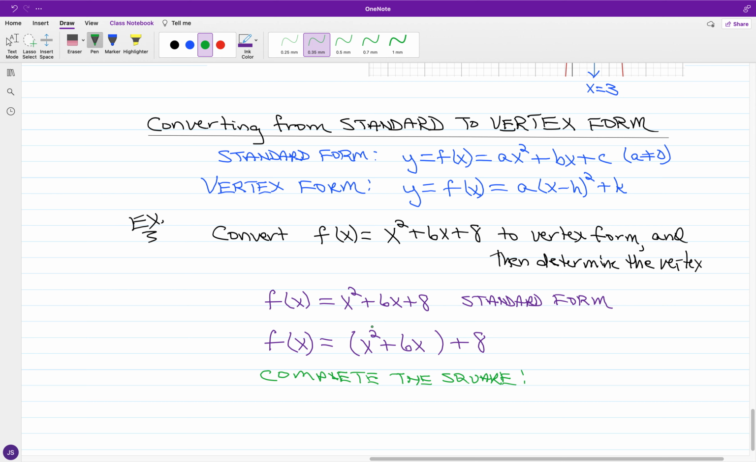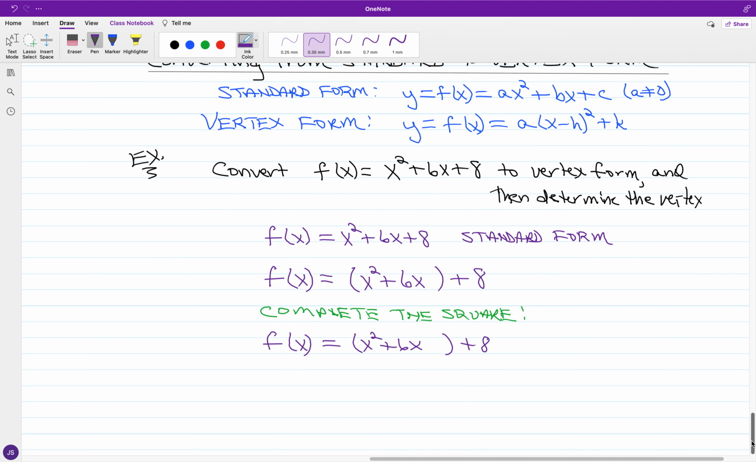Now, x squared plus 6x plus 8 is a trinomial that is factorable, but that would factor out to x plus 4 and x plus 2. I'm trying to get a variable expression that would factor out to x plus something times itself. So at this stage, we have f of x equal to x squared plus 6x, followed by the addition of 8.